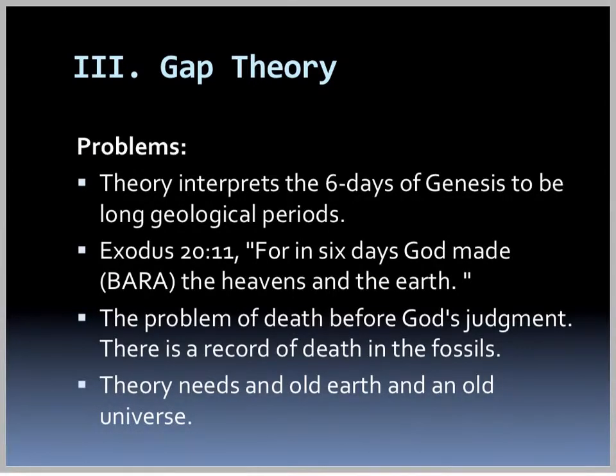The problem with this is the theory interprets the 6 days of Genesis to be long geological periods. And say in Exodus 20:11, for in 6 days God, bara, created the heavens and the earth. There's the problem of death before God's judgment. There's a record of death in the fossils, and so the theory needs an old earth and an old universe.